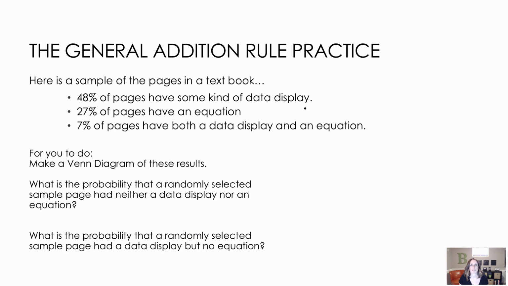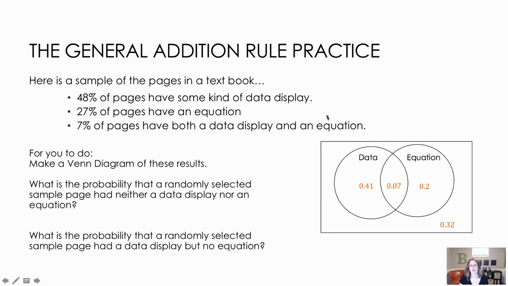Here's one for us to try together. Again, you can do this without a Venn or with a Venn. I'm going to do both for you, just so you have the right idea. So we've got the pages of a textbook. 48% have some kind of data display in your stats book. 27% have an equation. 7% have both a data display and an equation. So what we're going to do first is make a Venn diagram. And of course I have it pre-made, but let's talk about how we did it.